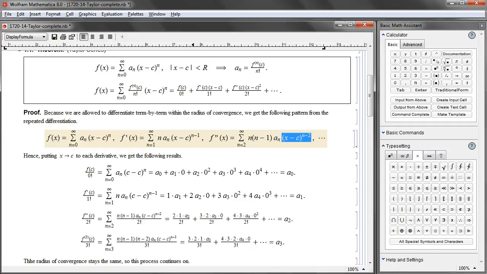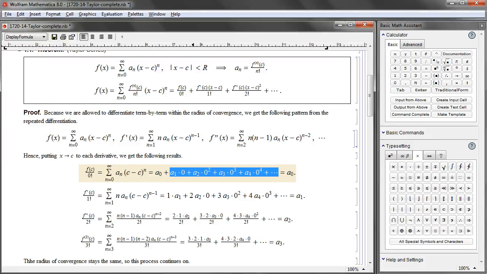Here are the computations, as a matter of fact, to help you see this. F of c over 0 factorial is calculated like this. 0 factorial is 1, so you don't have to meddle with the denominator. All you have to do is plug in x equal to c, and c minus c is 0, so all you get is a bunch of zeros here. All these are zeros, and we only have the first term, a0.